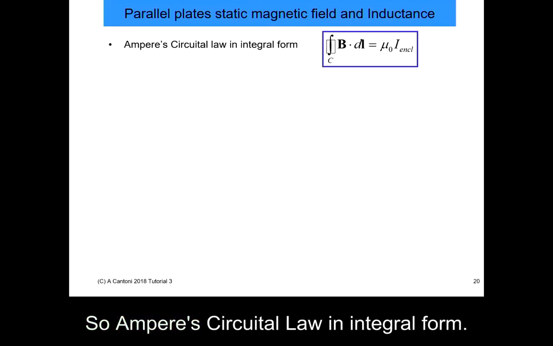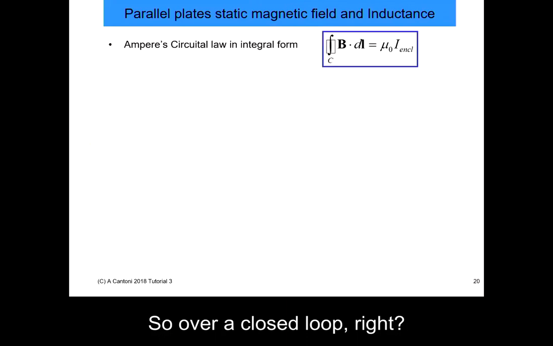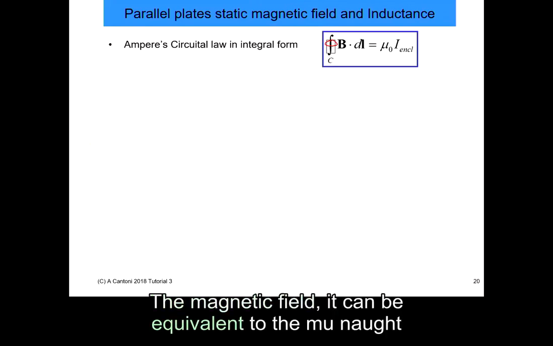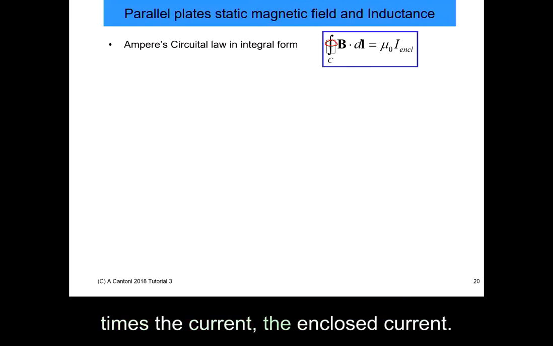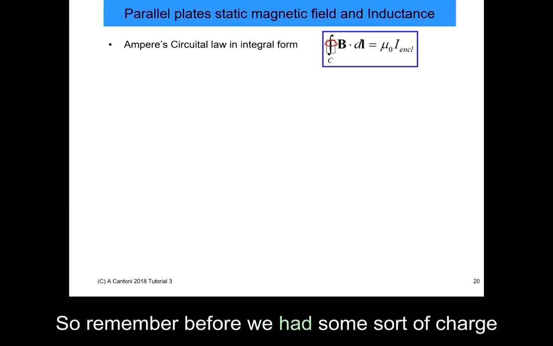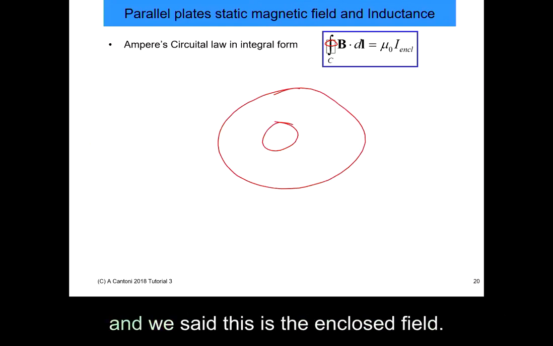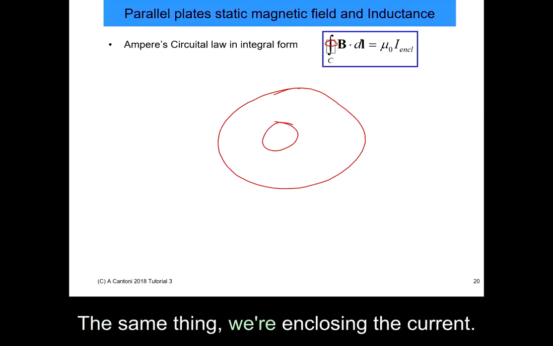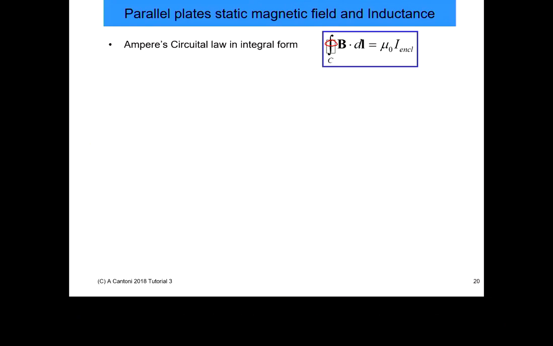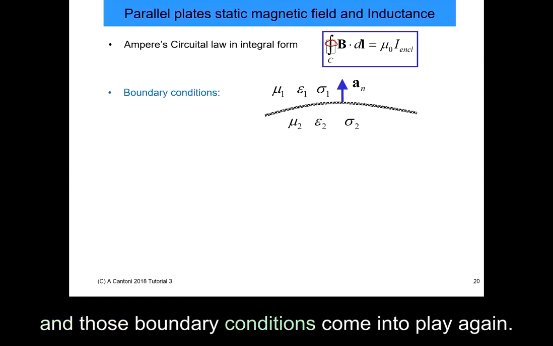So Ampere's circuital law in integral form. So over a closed loop, right? The magnetic field can be equivalent to the mu naught times the current, the enclosed current. So remember, before we had some sort of charge or something like that, and we drew a Gaussian around it, and we said this is the enclosed field. The same thing, we're enclosing the current. And so we've got boundary conditions, and those boundary conditions come into play again.